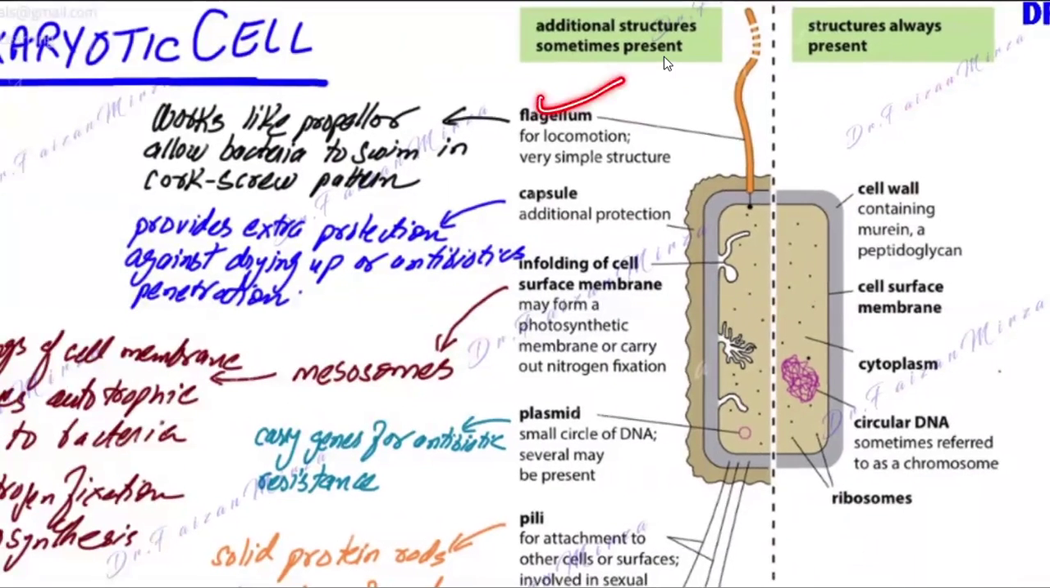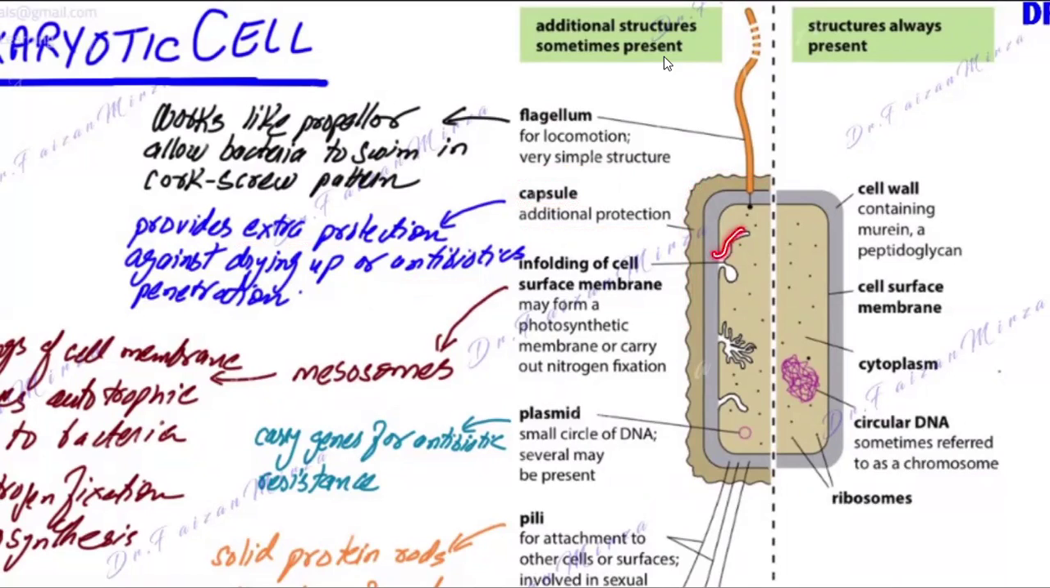This includes the flagella for locomotion, for movement, and this works like a propeller. It allows movement in a corkscrew pattern so bacteria can swim. Some bacteria may have a capsule for added protection. The capsule will be outside the cell wall, and it will provide extra protection against the drying up of that particular bacteria as well as against antibiotic penetration. So these capsules basically promote the survival of the bacteria.